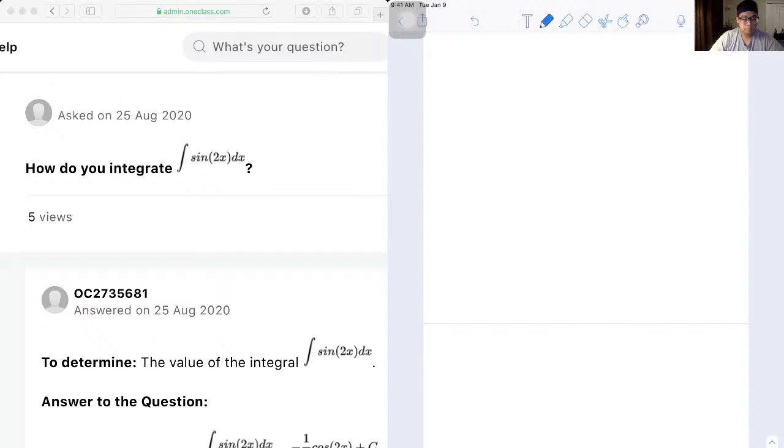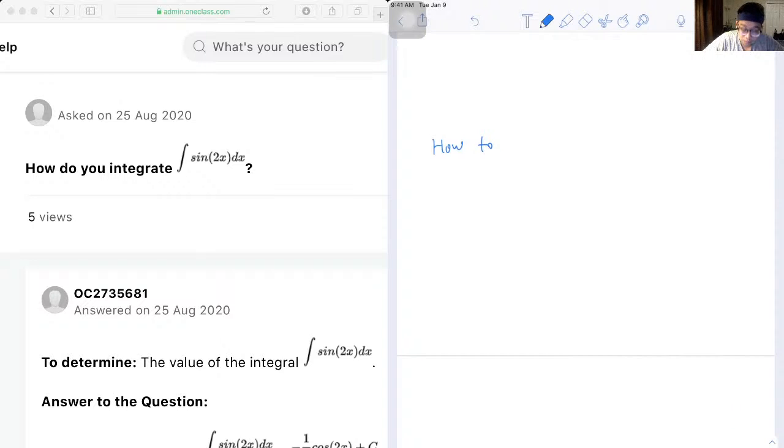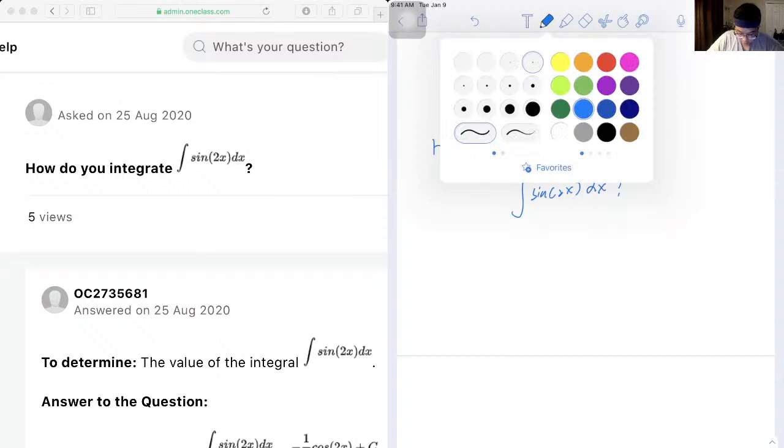Okay, so next question. We have an integral. How do you solve for the integral of sine 2x dx? All right.